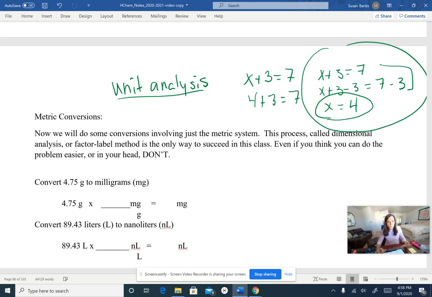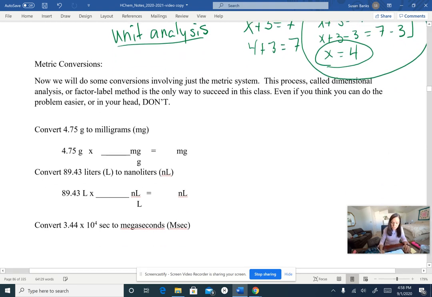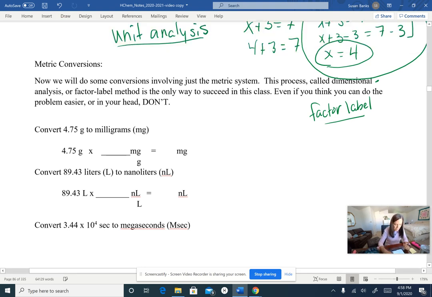So I want to just do one example, and then we're going to start doing some more examples next time, okay? So we are using dimensional analysis as another name for unit analysis. Other people also call it factor label. So my chemistry teacher in high school, and I think I just misspelled that, factor label.